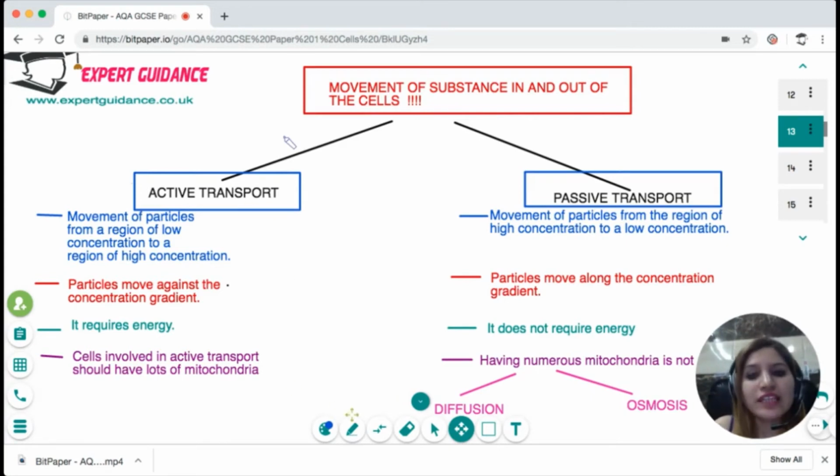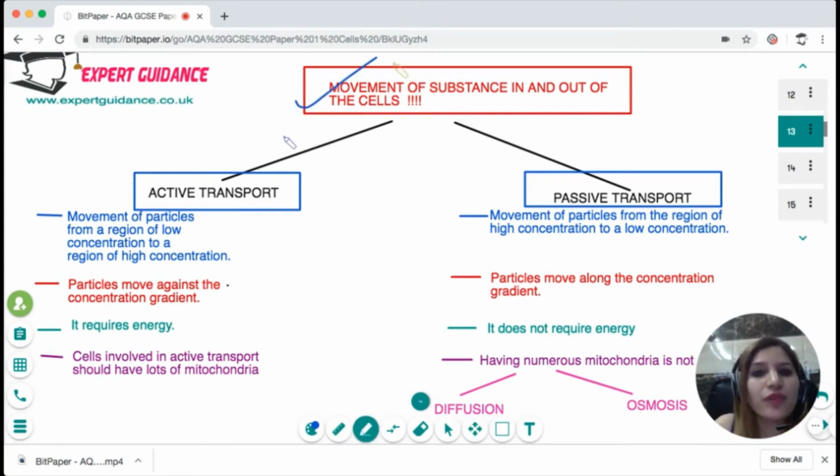So substances need to move in and out of the cell, which happens through the cell membrane, but there are two processes involved in the movement of substances in and out of the cell. We categorize these two processes as active transport and passive transport. Now, in order to understand active transport and passive transport, let's take an example of a hill.